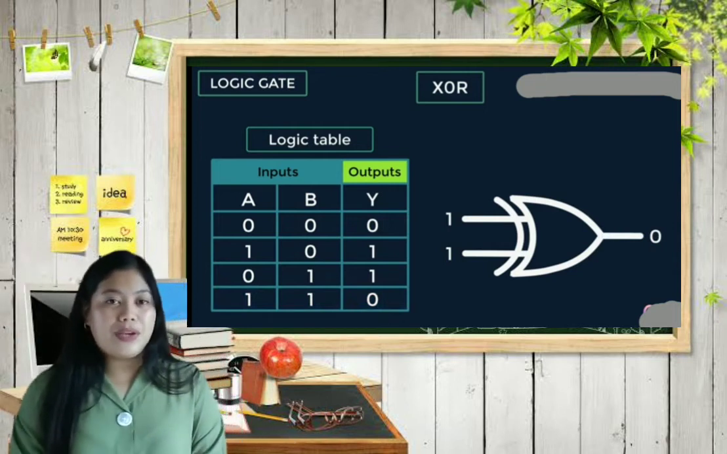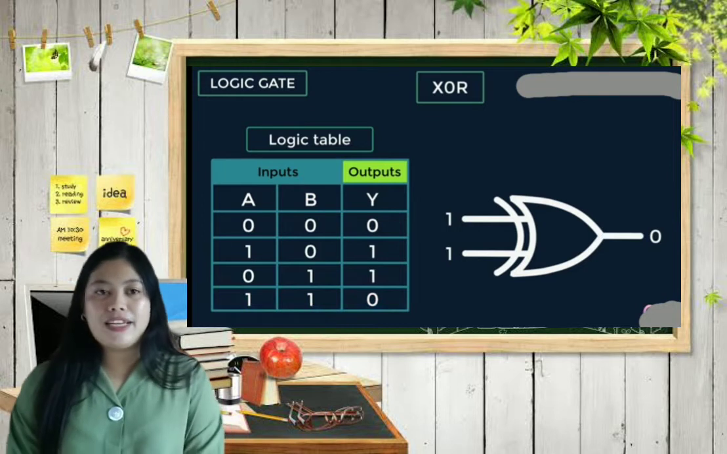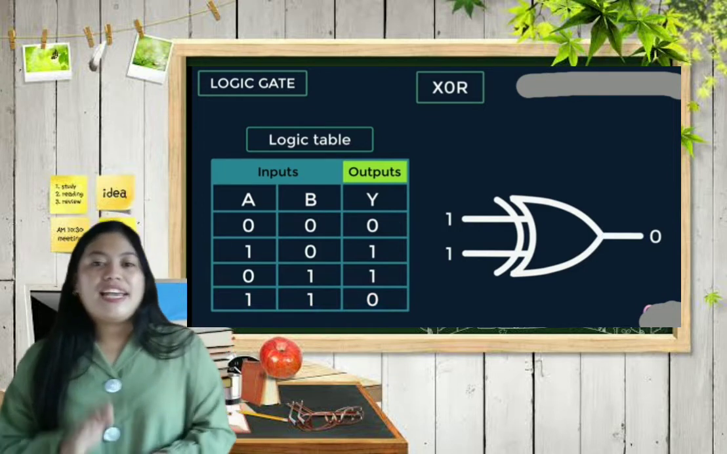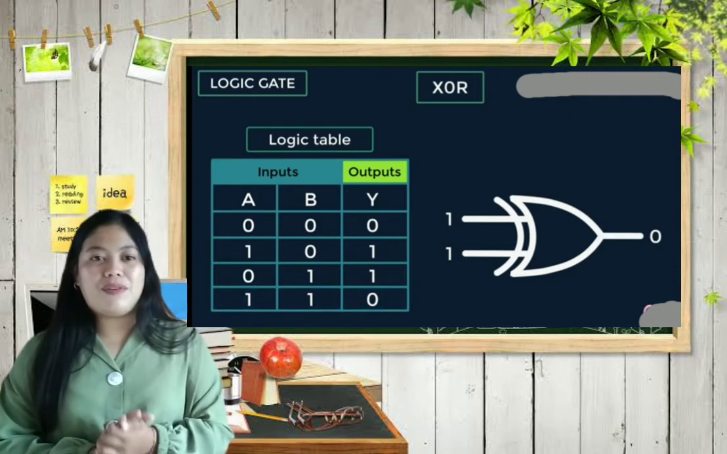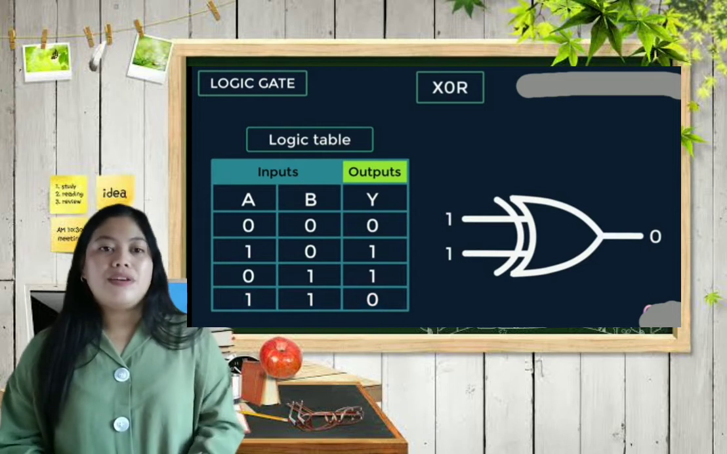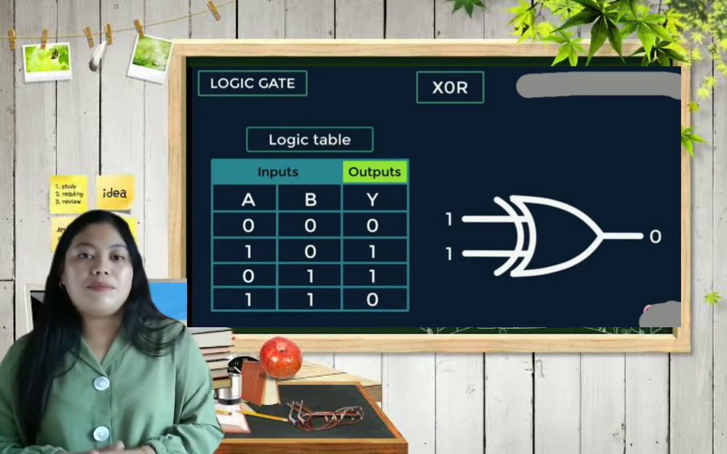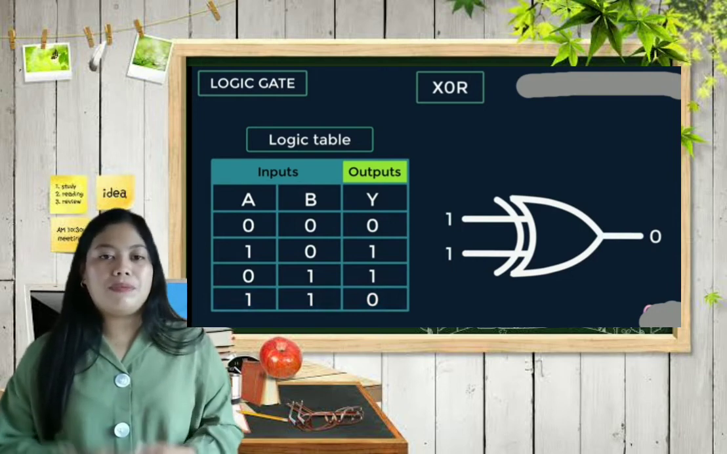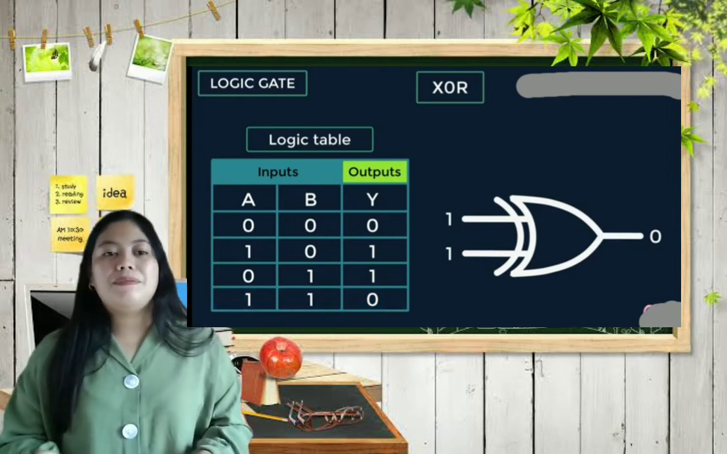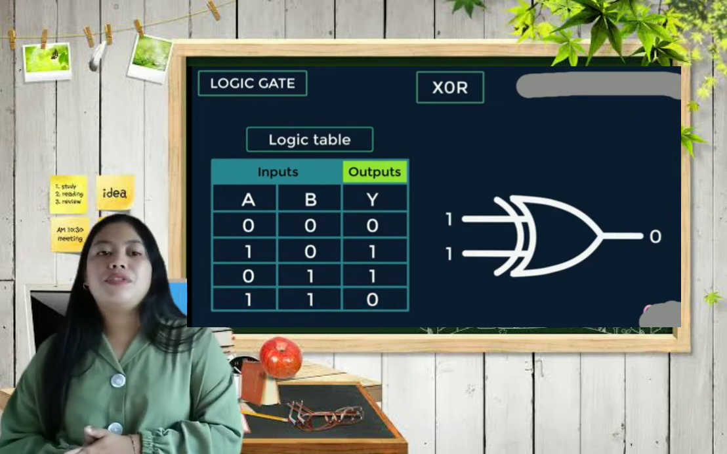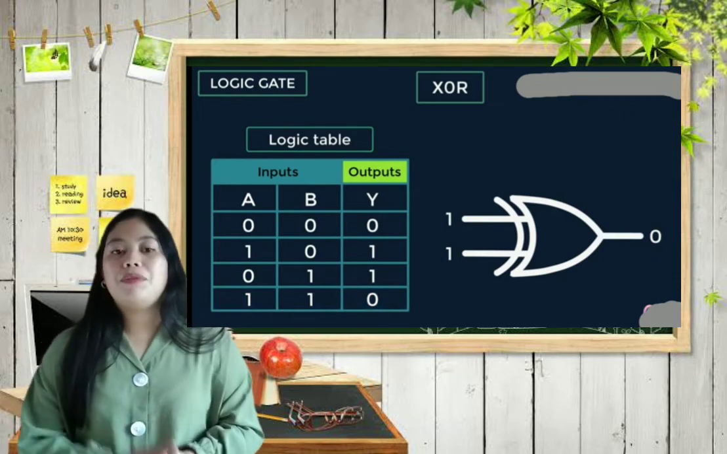Since it has 2 inputs, there can be 4 combinations of inputs. For the first set of inputs, A equals 0 and B equals 0, the output of the exclusive OR gate will be 0, since there is no signal in both the inputs. The second set of inputs will be A equals 1 and B equals 0. Since there is a signal in one of the inputs, the output will be 1.